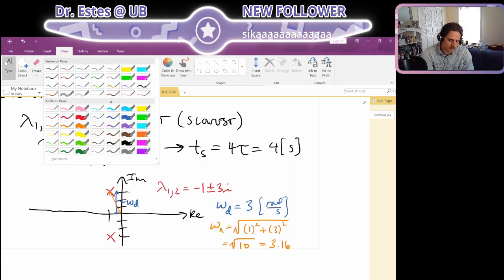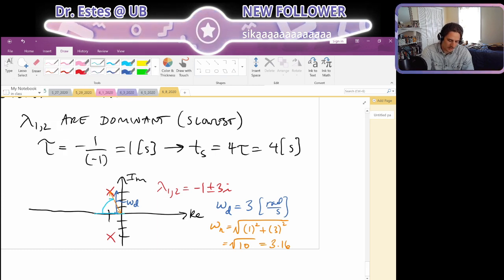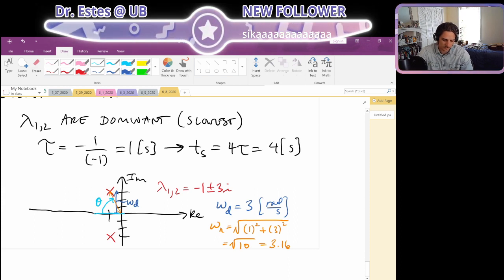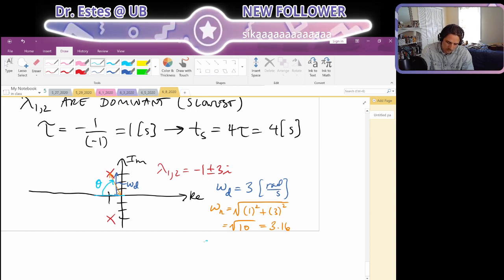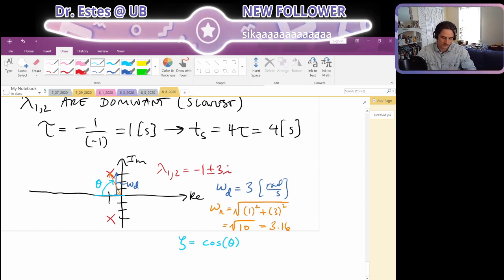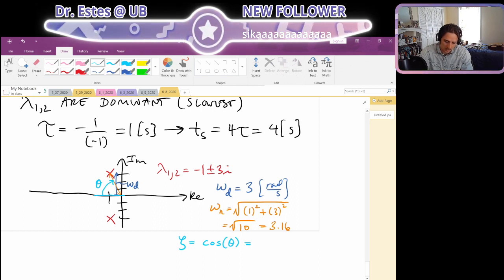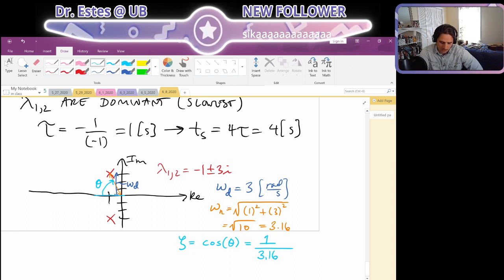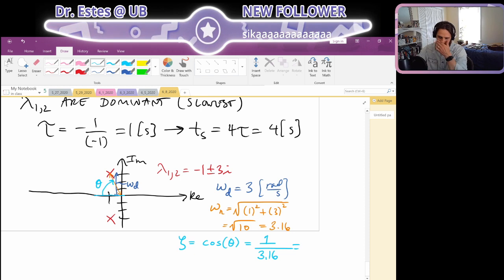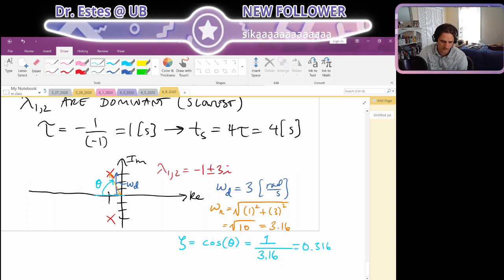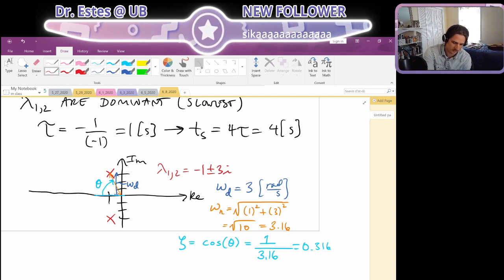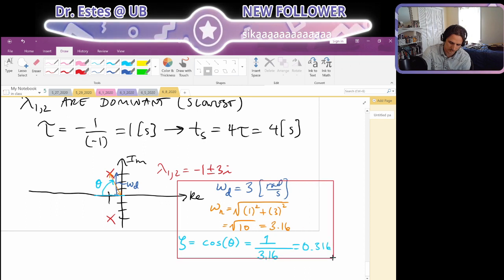All right. Damping ratio. We find this angle with the negative real axis. We have to take the cosine of that angle. So the damping ratio is equal to the cosine of that angle. And that's going to be this adjacent side length, which is 1, divided by the length of the hypotenuse, which is just the natural frequency. And that gives us 0.316. Easy.